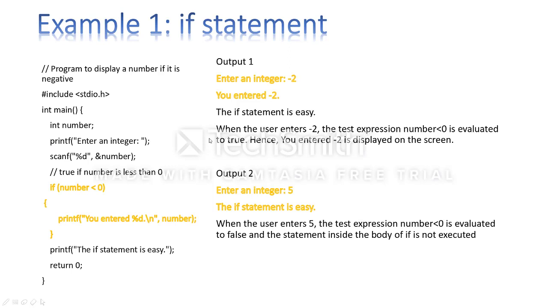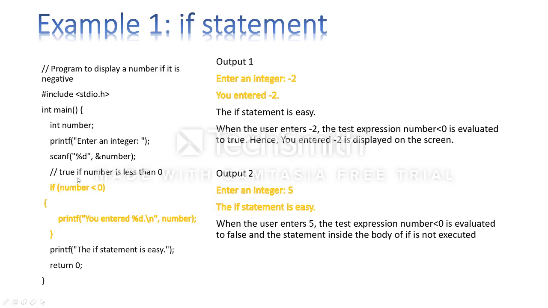Next, let's see an example: program to display a number if it is negative. I want to display the number if it is negative, otherwise I don't want to display it, I want to display something else. In int main, I am taking an integer number. Printf, enter an integer. Scanf, I am taking the number through the keyboard.